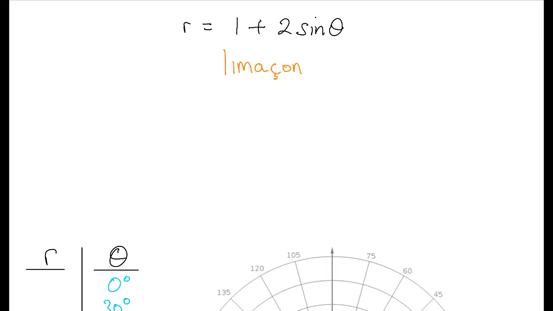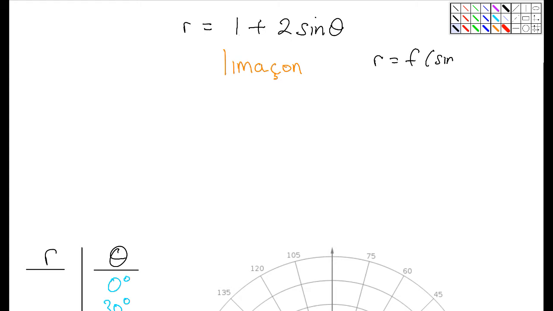Now, before we even start plotting points, let's just look at this equation. One thing we notice right away is that r is a function only of sine theta. Okay, all I see on the right-hand side here are either things without sine thetas or sine thetas. There's no cosine theta, there's no theta by itself, just sine theta. This tells us something very important. This means that the graph has y-axis symmetry.